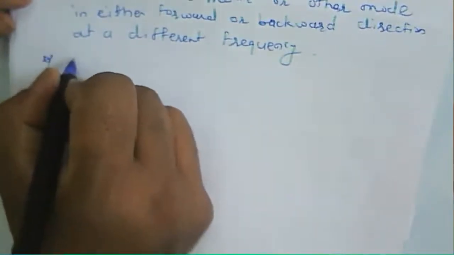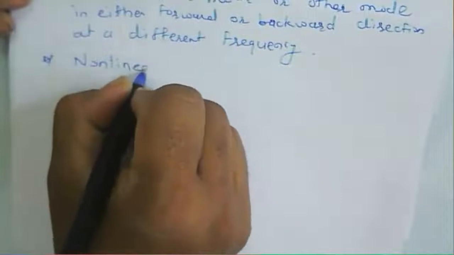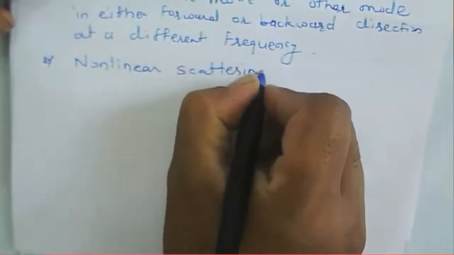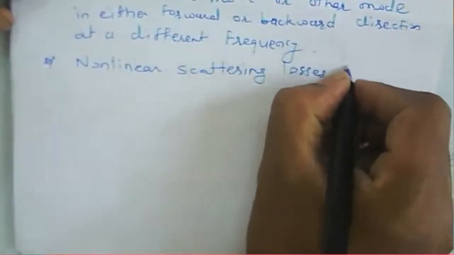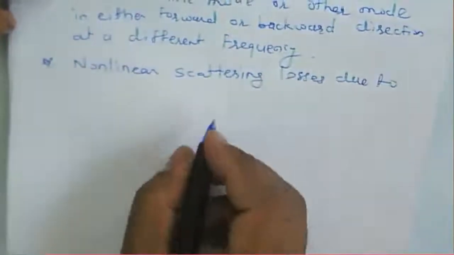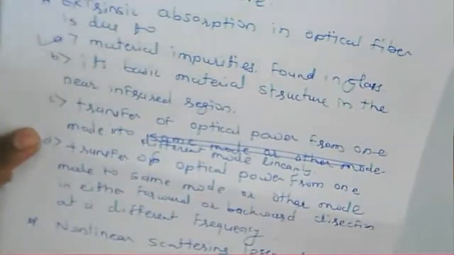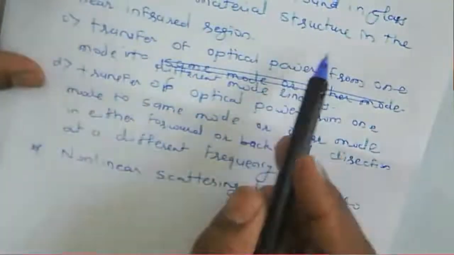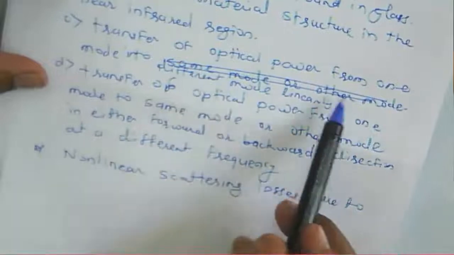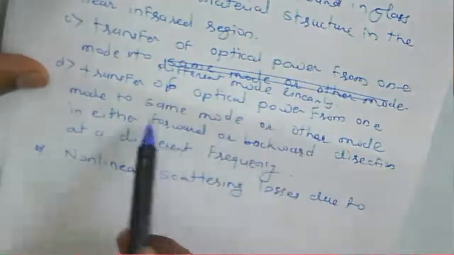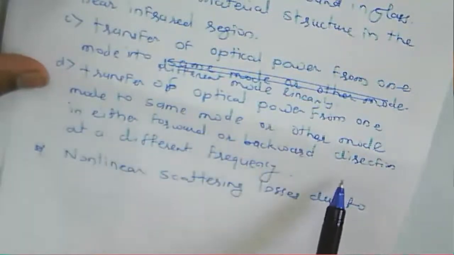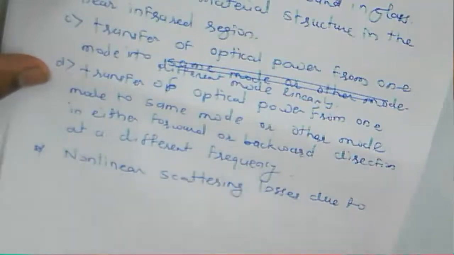Next question, nonlinear scattering losses are due to, with the same options A, B, C, D. This option is for the extrinsic. Now these are the three options you have: its basic material structure near infrared region, transfer of optical power from one mode to the different mode linearly, or transfer of optical power from one mode to the same mode or other mode in either forward or backward direction at a different frequency. Please type your answer fast.